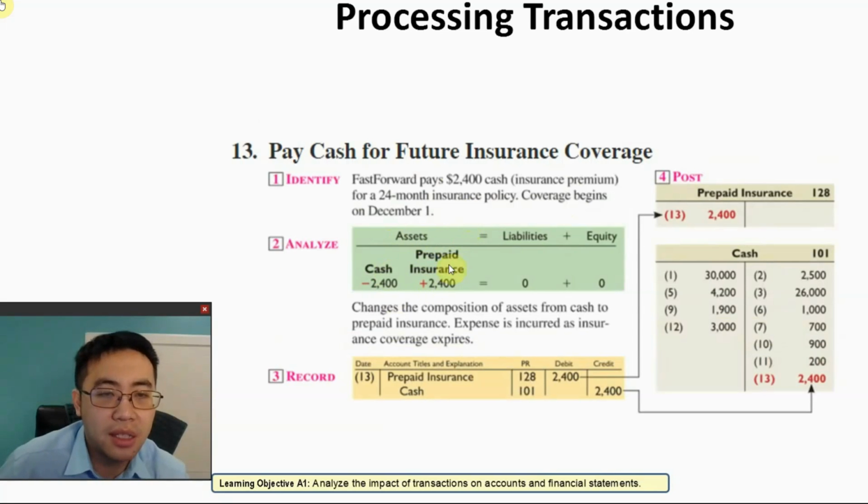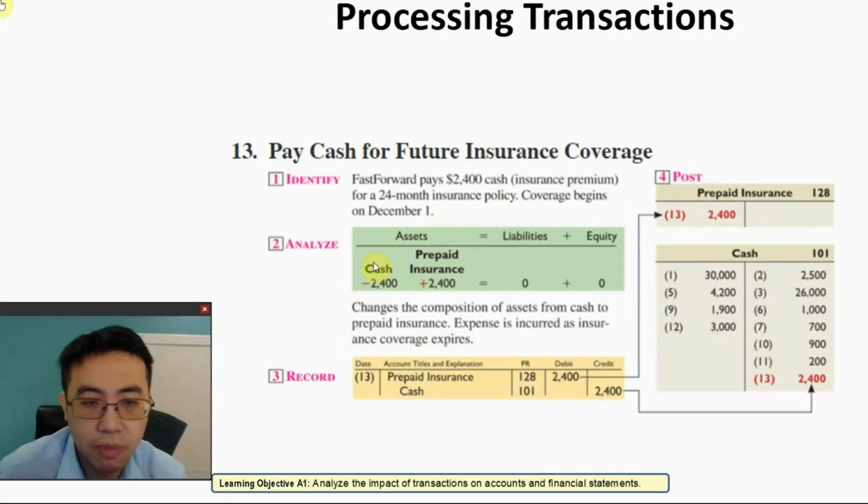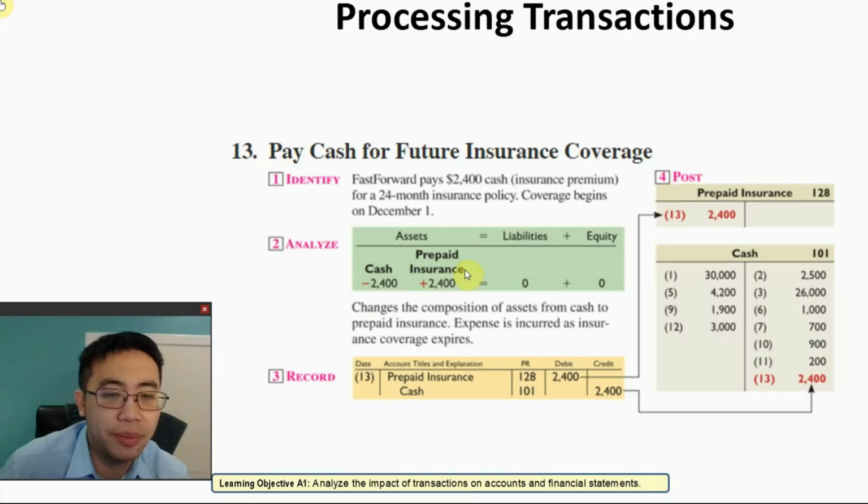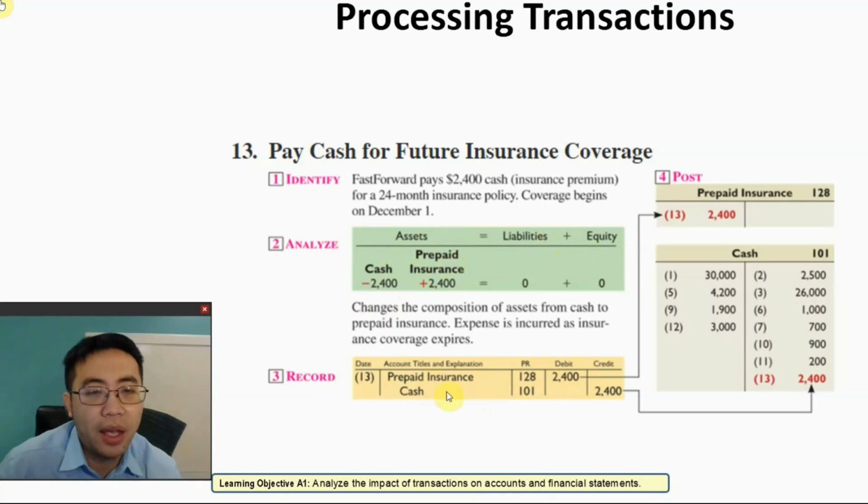And on the asset side, you will see cash got reduced by $2,400, and the prepaid insurance got increased by $2,400. And there's nothing changed in liabilities and equity because it's mainly a transfer of assets. And on this record, you will see prepaid insurance got a debit. When an asset increases, that's a debit. And cash got reduced by 2,400. That's just another entry here. But for prepaid insurance, this is the first record.